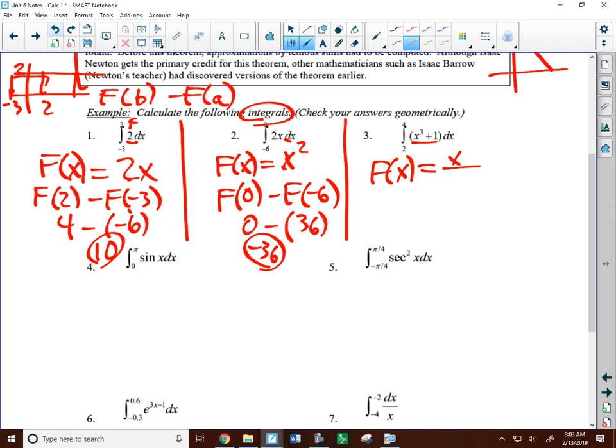So the next one, I'm doing the power rule for x cubed. I'm adding 1, so it's x to the 4th over 4. We could write 1/4 x to the 4th. The antiderivative of 1 is x. So I do f of b, which is 4, minus f of 2. That's a.